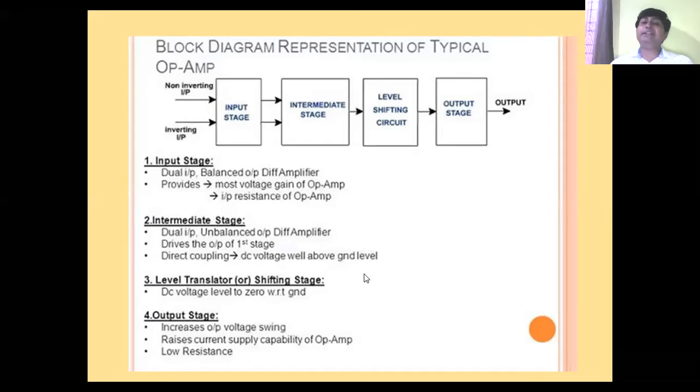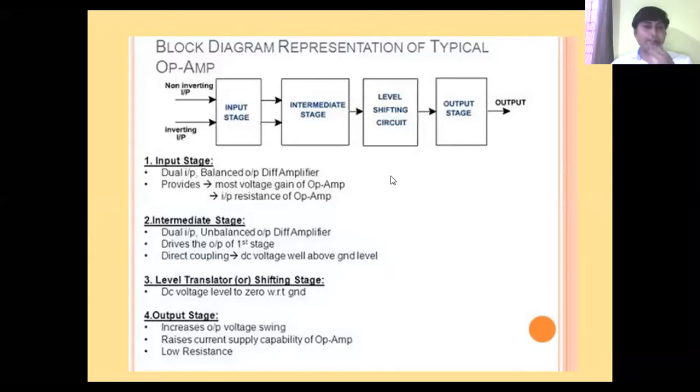Then it lowers the resistance. As I told, at the input the resistance is very high, so we can say that at the input the resistance is infinite. But at the output, because of the output stage where we are using a complementary symmetry push-pull amplifier, the resistance is reduced. So now it is very low. It will increase the output voltage swing, and raise the current supply capability of the op-amp. So this is with respect to the block diagram of the operational amplifier.